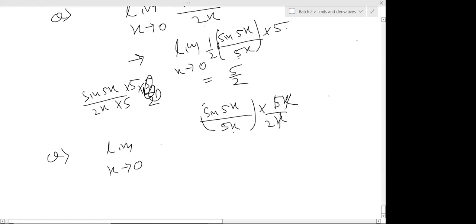Limit x tending to 0, sine ax upon sine bx.